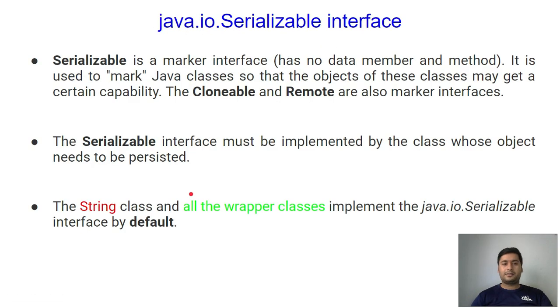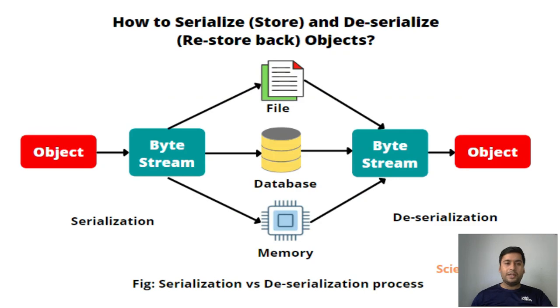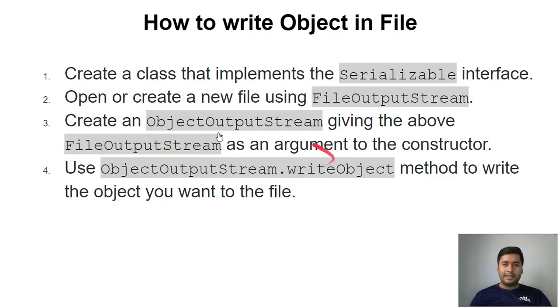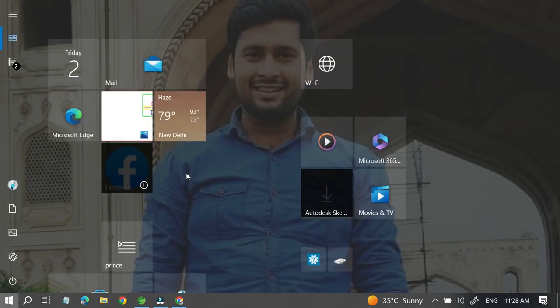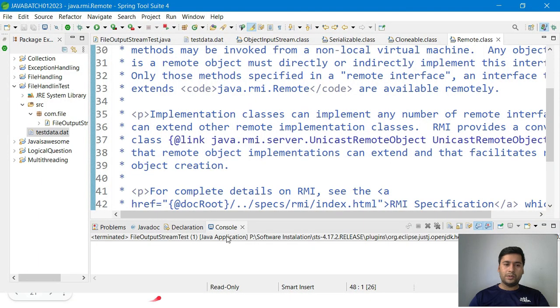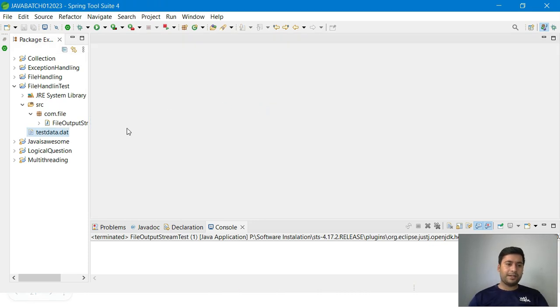Let us do one thing. Try to implement this code: how to write an object into a file. Let's start with that, and we can do all those operations. So let me close everything and delete this one also.